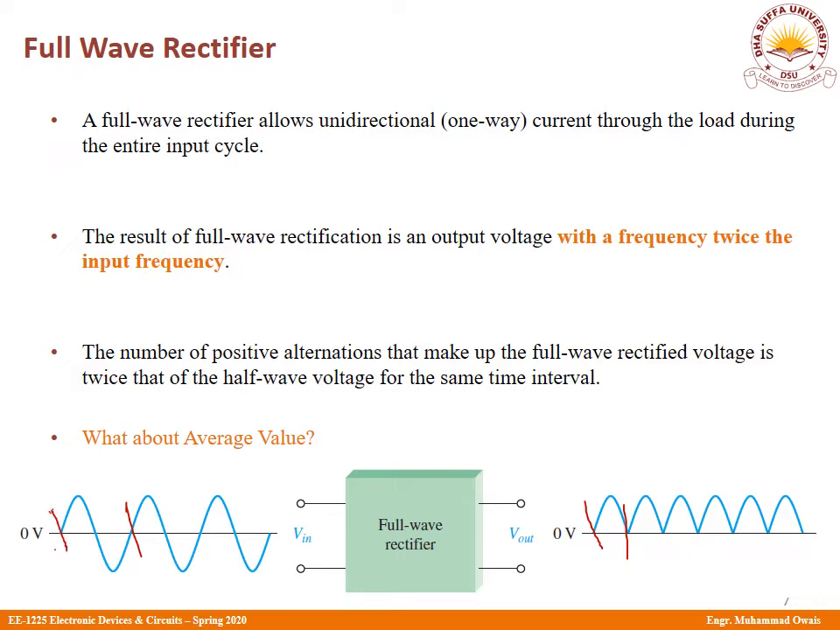If you see, the time period for the output waveform is half that of the input waveform, which means the frequency will be double that of the input frequency. So the output frequency will be twice that of your input frequency. But what about the average value? Any idea about average value? Let's discuss that in the next slide.